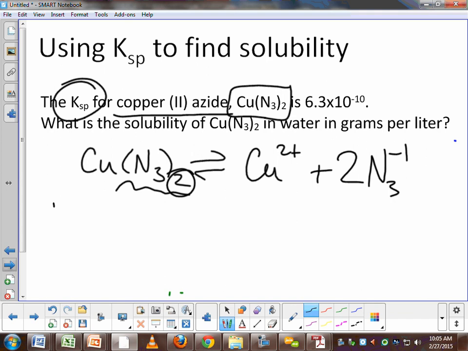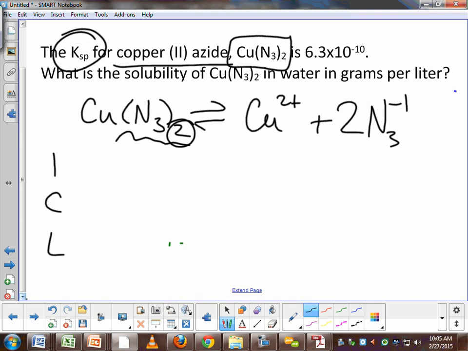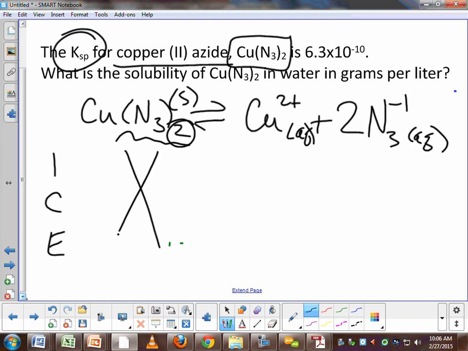Now we can fill in an ICE chart. Right? That's always the process. Write a reaction, fill in the ICE chart. Oh, there are absolutely no molarities given to us in the problem. And you know what? That's okay. Because this is a solid, this is aqueous, this is aqueous. And we do not include solids in our equilibrium expression, right?